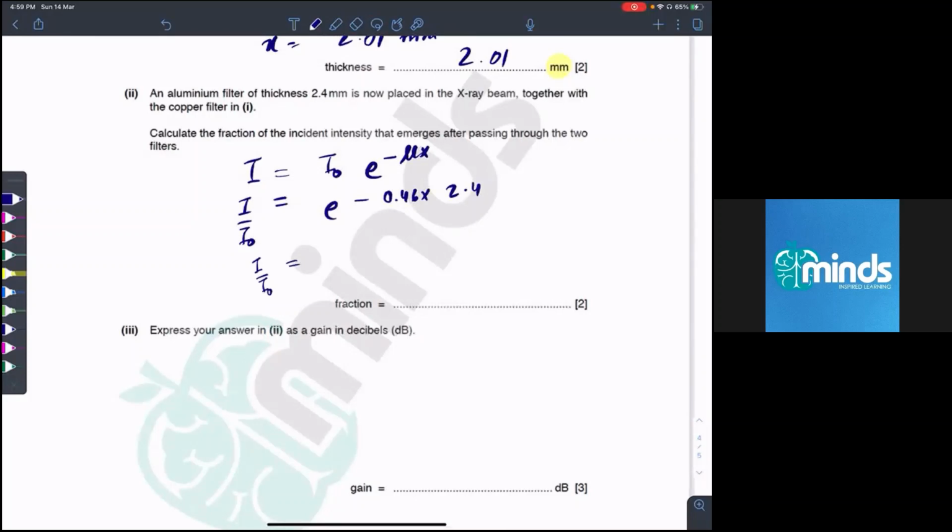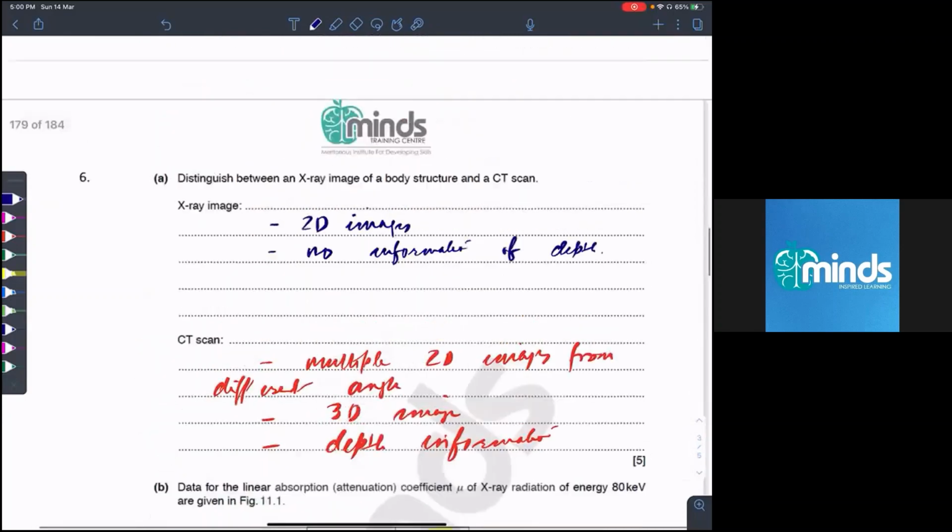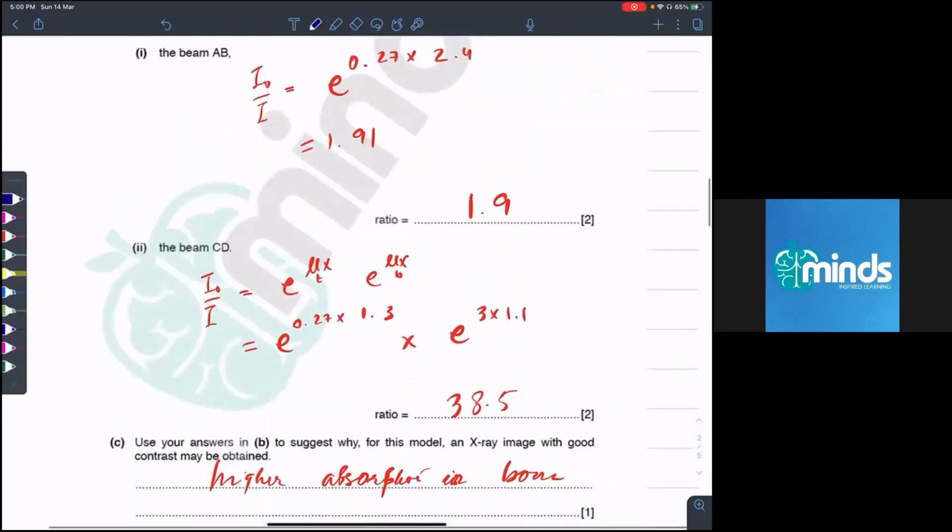Sir, the copper filter is also placed with the aluminum. No, actually, I'm first calculating for aluminum, then I will talk about that. I calculated it directly. Okay, you calculated directly. What are you getting? 0.08. Okay, if you are using the idea that I explained here, you use a similar equation, right?